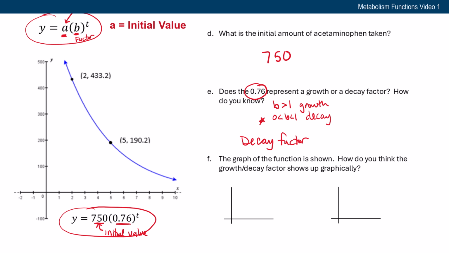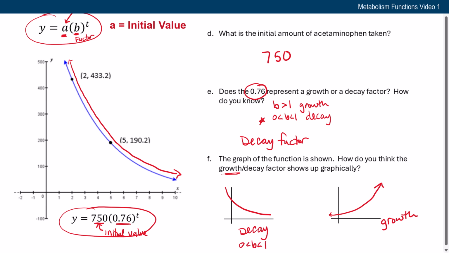Also, we can see that graphically, as we read our graph left to right, this blue graph is going in a downward direction. Whenever it's going in a downward direction, that always represents a decay. And for a growth factor, just to let you know, graphically, it would be going in an upward direction, and the B value would be greater than 1. I'll put those B values on here real quick.